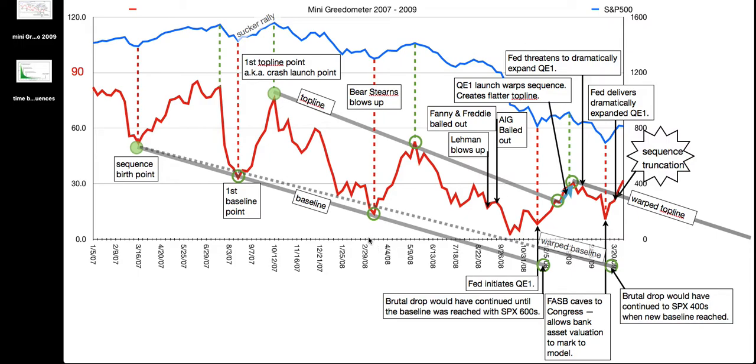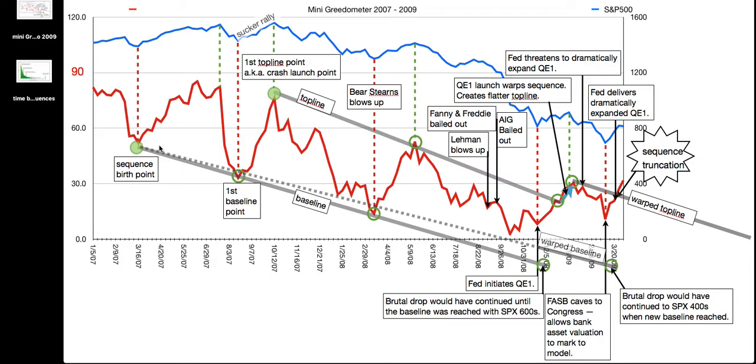But the basic nomenclature I'll introduce in the video, and I'll explain how the system works, at least how the mini greedometer works, in this video. And as I say, there are other videos on the website that apply the greedometer and the mini greedometer to other sequences. So on with the show. This is what we're looking for.